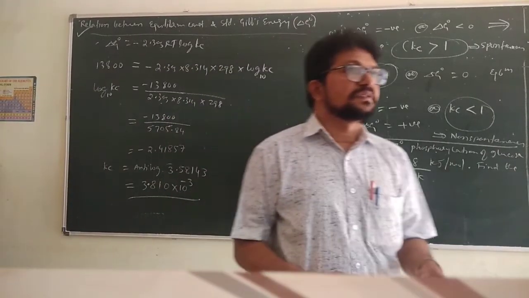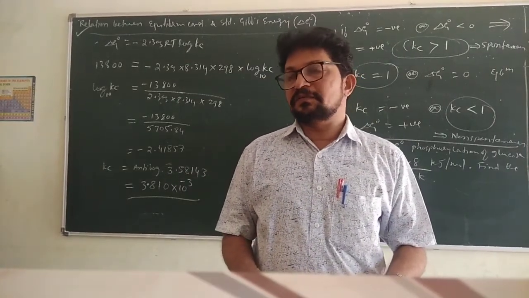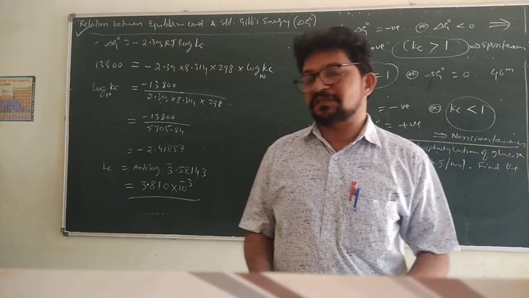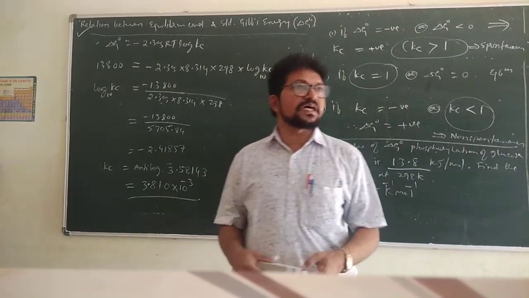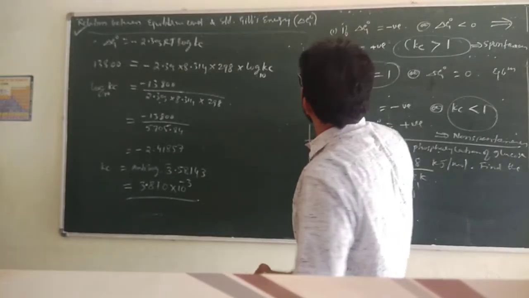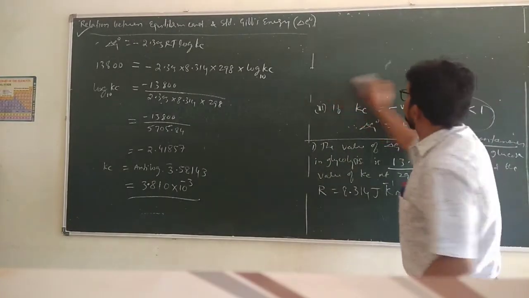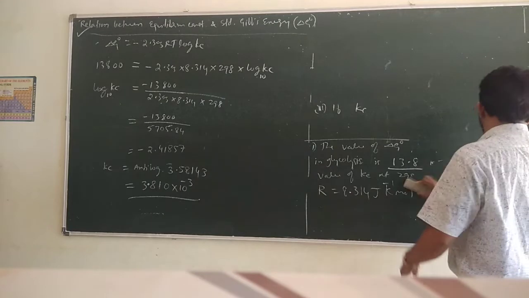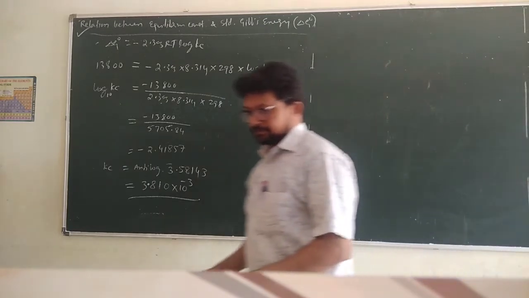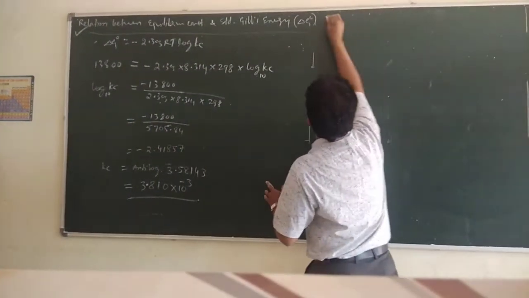With this, the calculation of the equilibrium constants Kc, Kp, etc. is over. Now we are at the last part of chemical equilibrium, that is factors affecting chemical equilibrium.